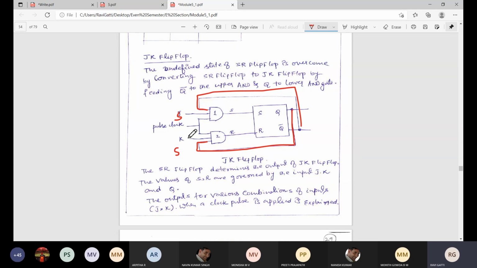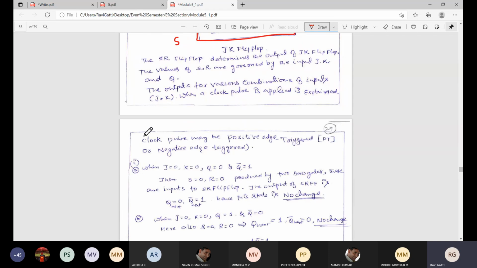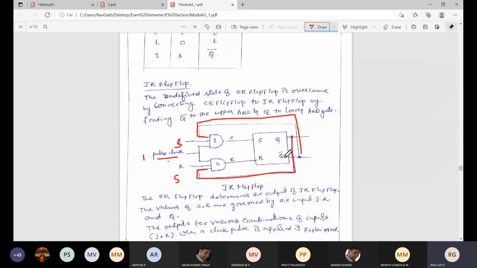Let us try to put the values for S and R and see what happens. For simple understanding, let us take the clock to always be 1. We also need the initial conditions of Q and Q bar, which we will take as 0 and 1. Now we will give an input to this circuit, S and R.